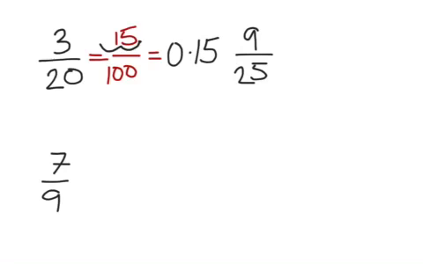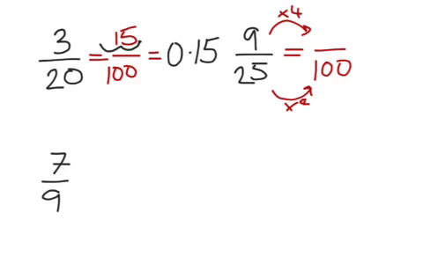Likewise, the second example, 9/25ths. Again, we can make the denominator into 100 by multiplying by 4. So if I multiply the bottom by 4, I've got to multiply the top by 4 as well. So that becomes 36 hundredths. And again, 36 divided by 100 is much easier to work out. That's 0.36.